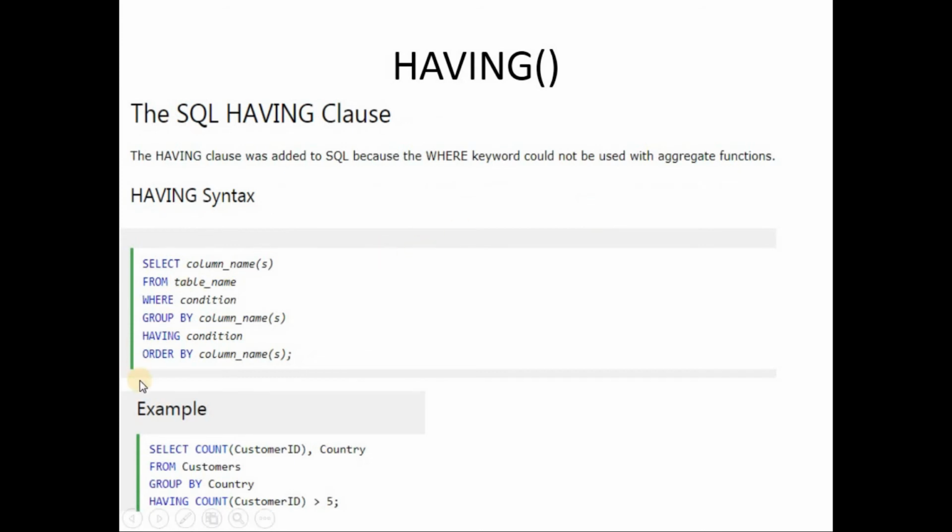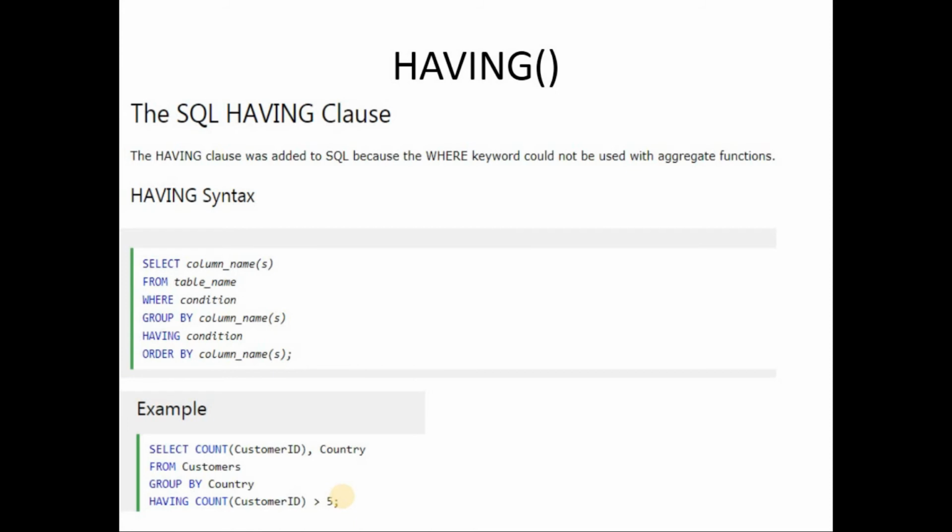See, select count customer ID, and country also it will display, from customers, group by country. This is similar to the previous example. Having count customer ID greater than 5. You are using this condition on count customer ID here. If customer ID count is more than 5 in any country, then only it will display the result.